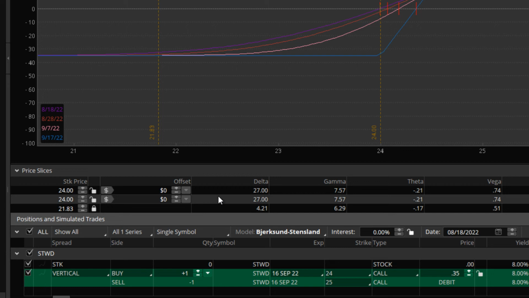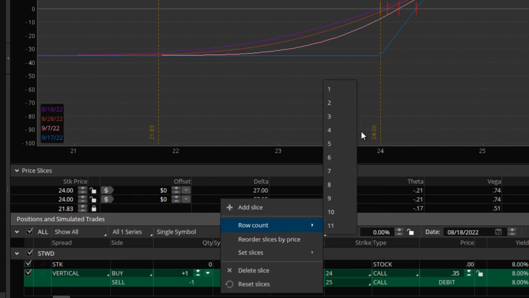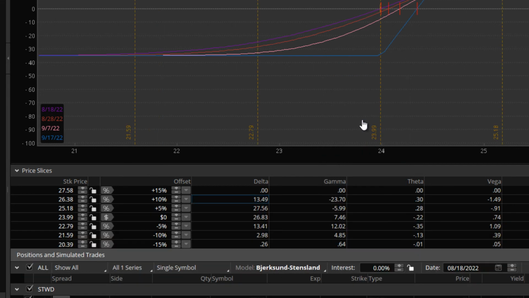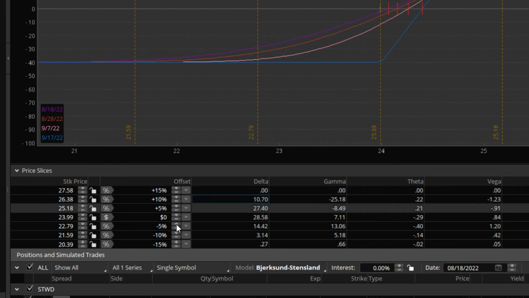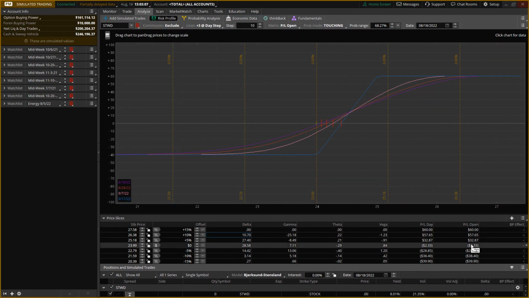Another thing that's really cool is there are some presets here. You can go to row count, so I can put in, it defaults at 3. I could do 1, I could do 7, I could do whatever. I could go to set slices, and this will give me all sorts of different things. Here's one that's going to give me plus minus 3 standard deviations. Here's one that does plus 1 minus 1. Here's dollar increments. Here's an interesting one, 7 rows at 5% increments. So I click on this. It gives me 0, 5, 10, 15% up, and -5, -10, -15% down, and other price slices there. So kind of cool.